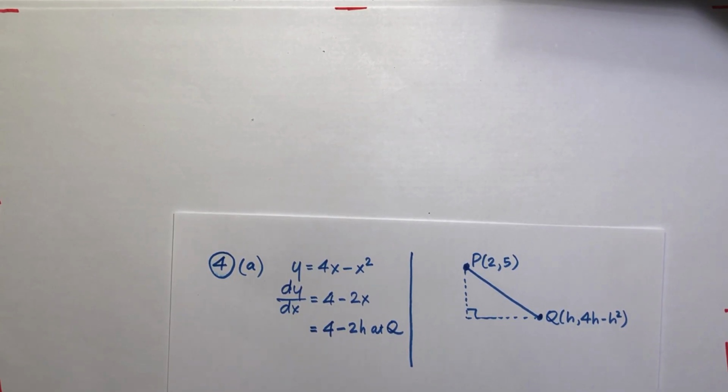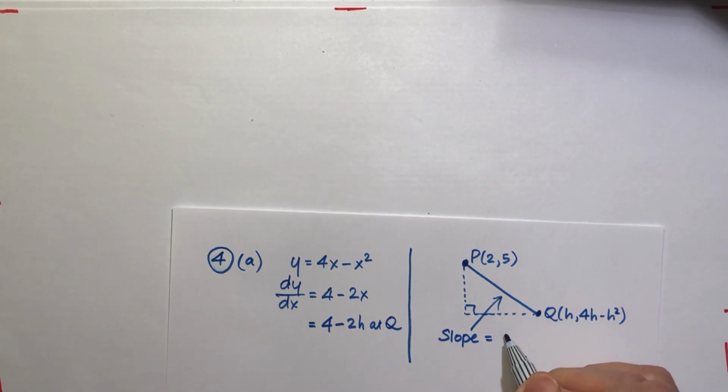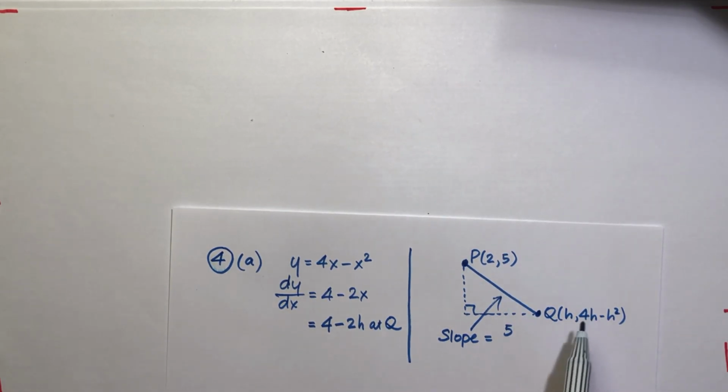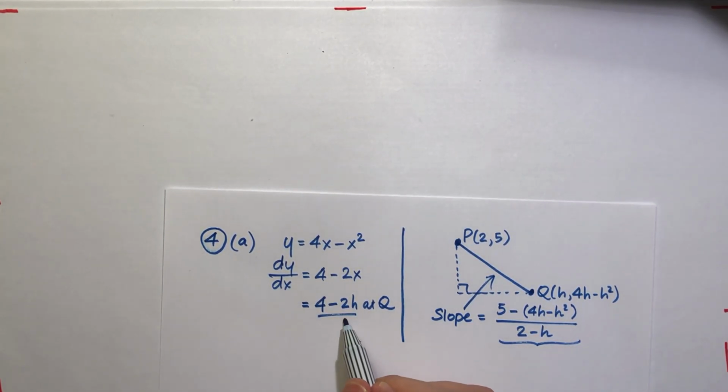At the same time, we know that if there's a line joining points PQ, P being (2, 5) and Q being (h, 4h minus h squared), the slope of this line, which is also the slope at Q, is given by (5 minus (4h minus h squared)) over (2 minus h). And since both these expressions are slopes at Q, we can equate them.